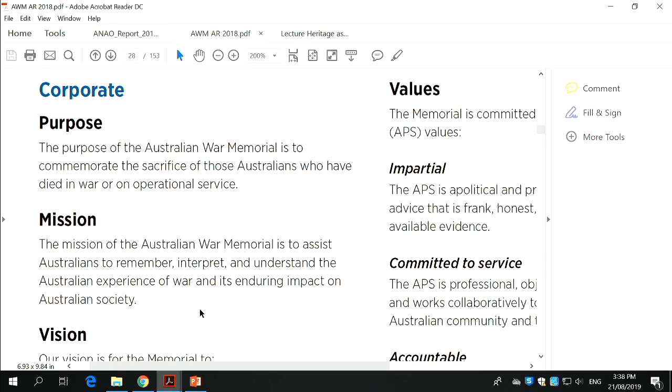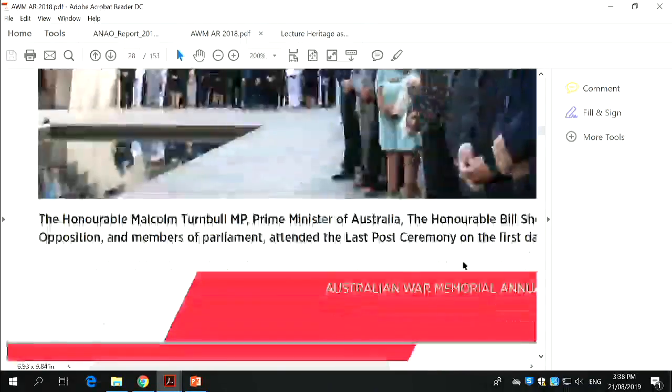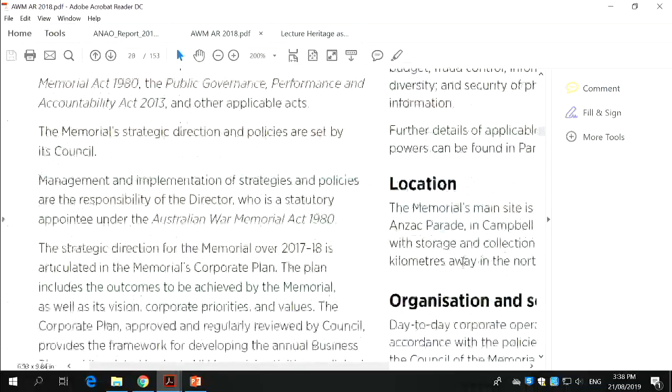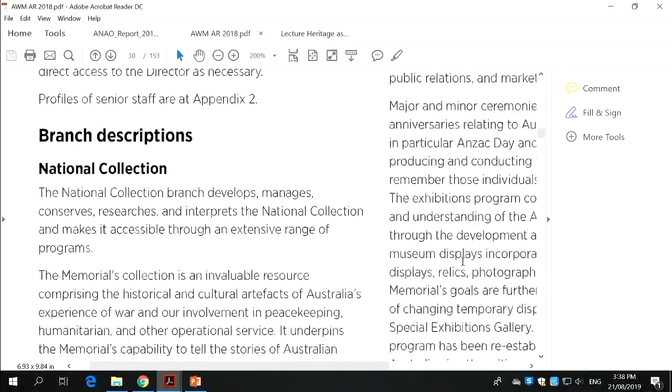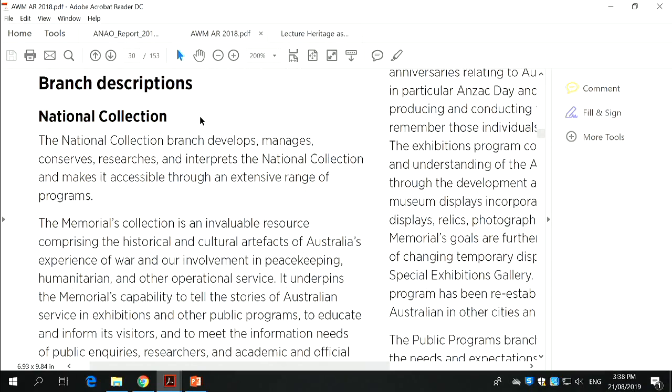Now, the annual report provides quite a number of other, non-financial types of information. Let me show you here. If it goes on to look at the national collections, it gives a description of the major national collections and how the war memorial manages these kinds of collections. So this information might be helpful.